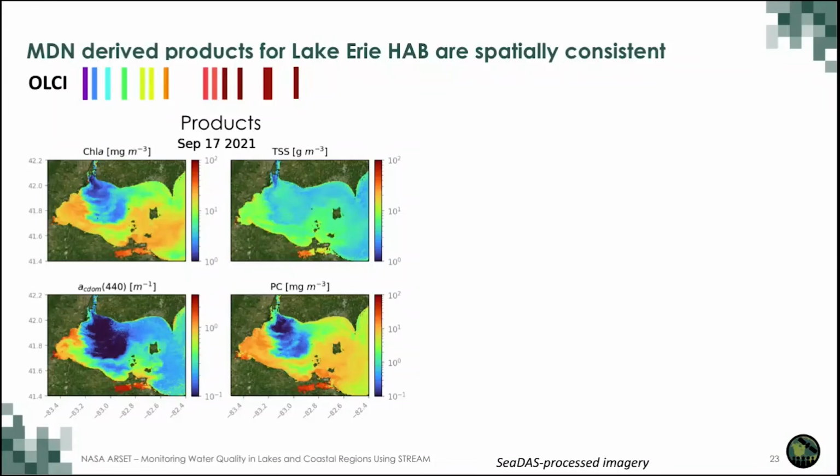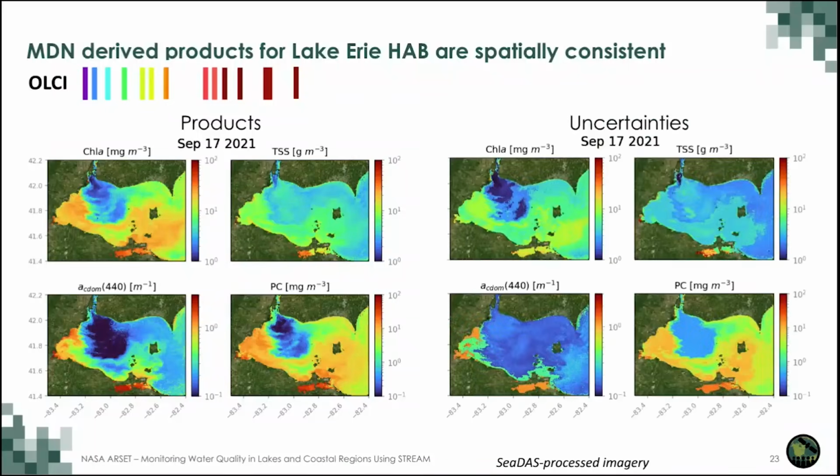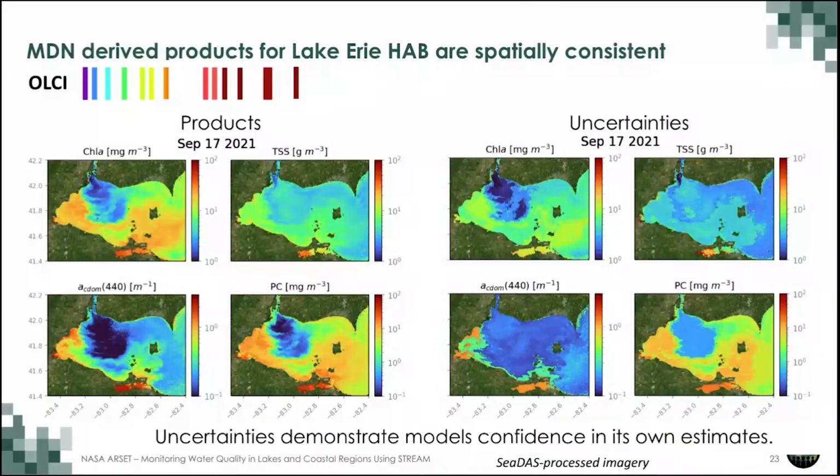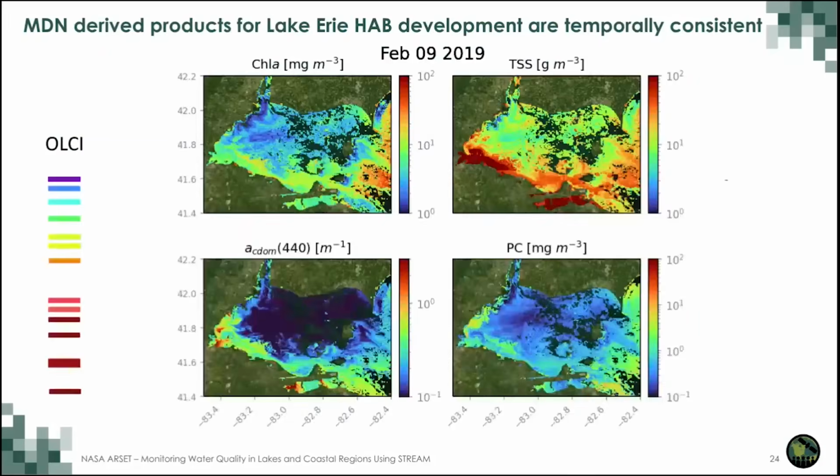We can also look at matchups with in situ measurements that were taken, though I won't cover that here. And in general, they line up quite well. Not only can we produce products with our algorithms, we can actually also produce uncertainties, and these uncertainties demonstrate the model's confidence in its own estimates. So spatially, they're very consistent. They don't have dramatic artifacts, and they line up with what we've seen previously.